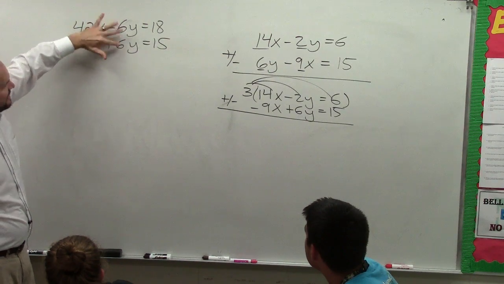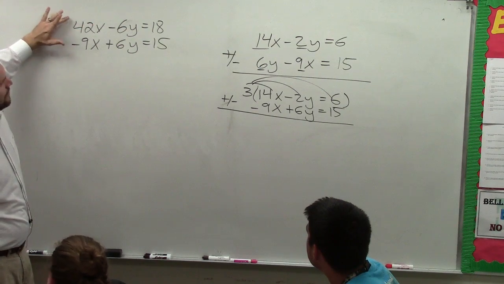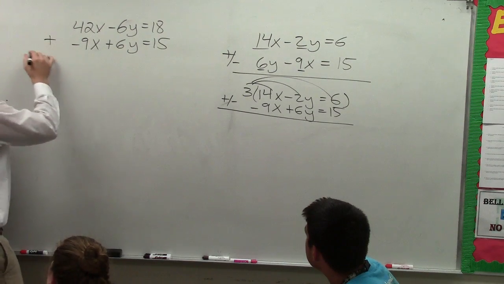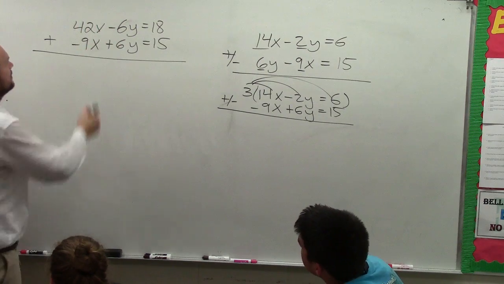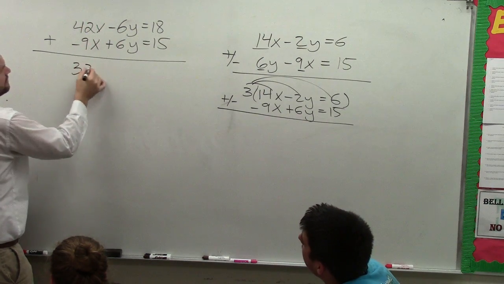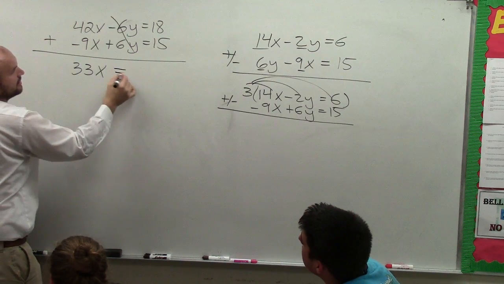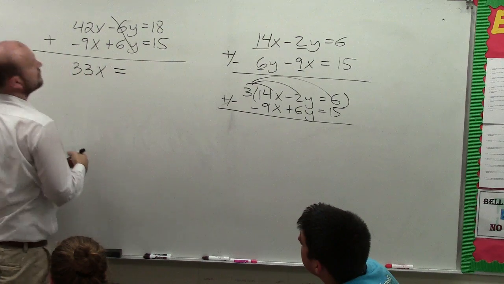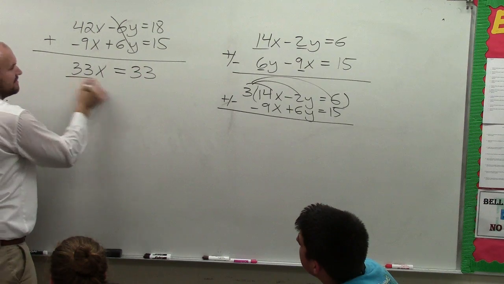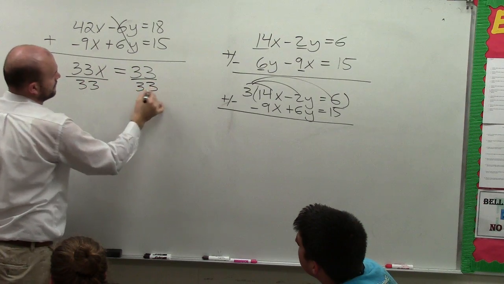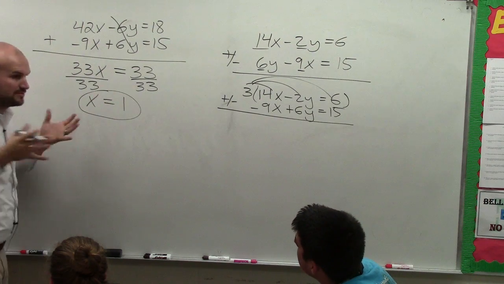But to eliminate, to get that to be 0, should I just add the equations or subtract the equations? Add, right? It doesn't matter. You want to do whatever operation is going to get that to be 0. So by adding them, I get 33x plus 0y, which is just 0, equals 15 plus 18, 33. Now I can divide by 33, and x equals 1. Now I know where they cross, which is x equals 1.